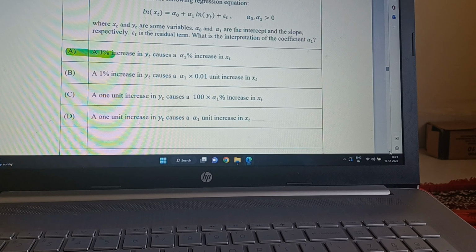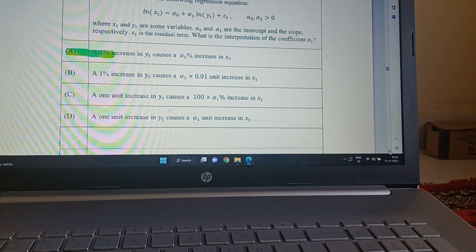So I already said that this is a log function, and any log function tells about the percentage increase in the dependent variable, which is xt, when the independent variable yt changes by 1%. So that meets the definition of A. What about option B? A 1% increase in yt causes a1 times 0.01 unit increase. So it is unit, not percentage. Hence this is the wrong answer.